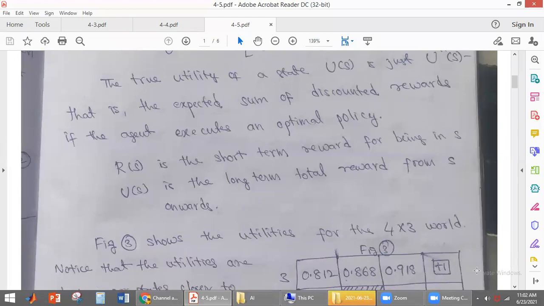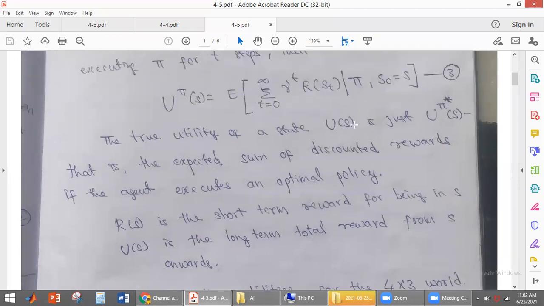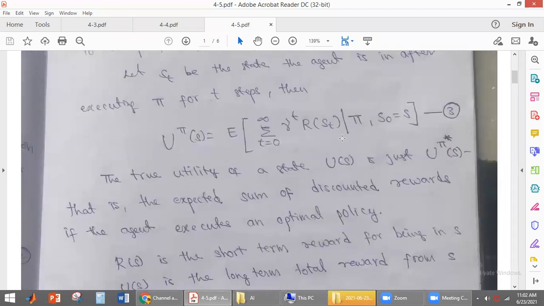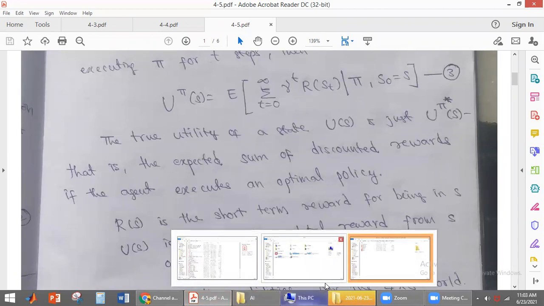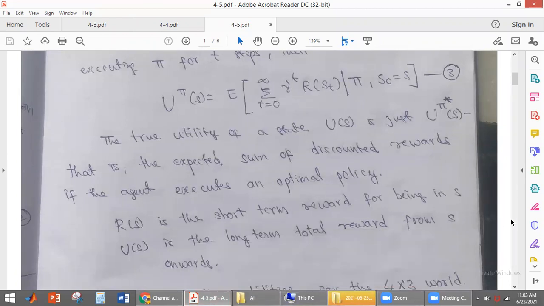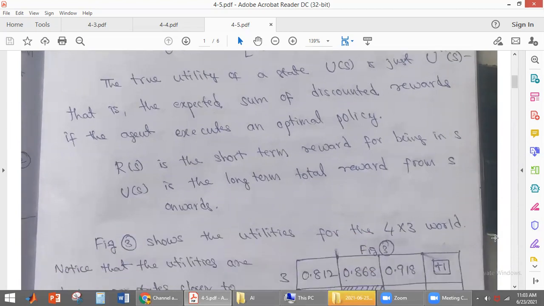What is R(s)? R(s) is the reward that the agent receives for being in state S, for each and every state. What is U(s)? U(s) is the total reward the agent receives from state S onwards, over the different states it passes through. That total reward is denoted by U(s), whereas R(s) is the reward only for that particular state.